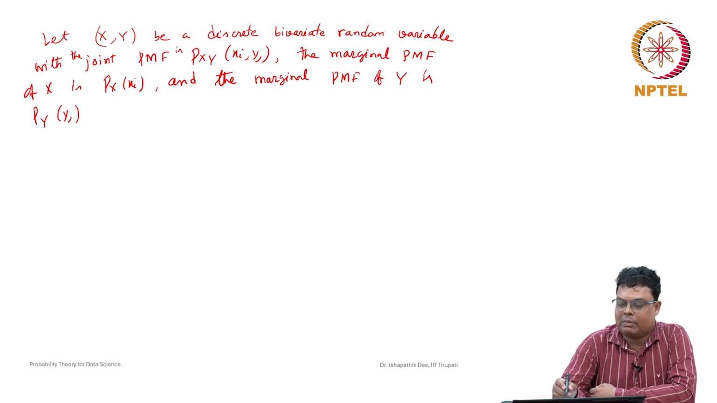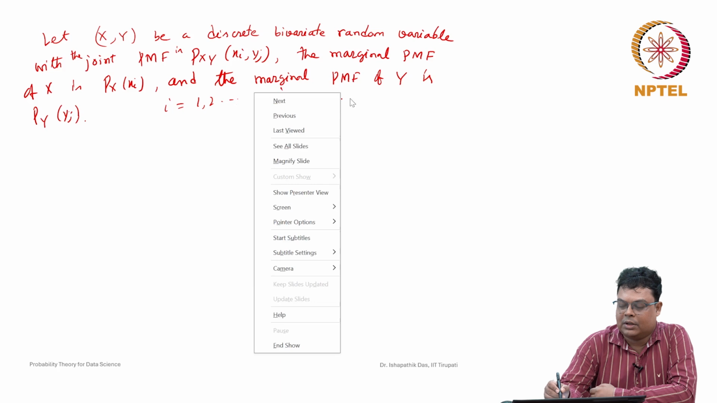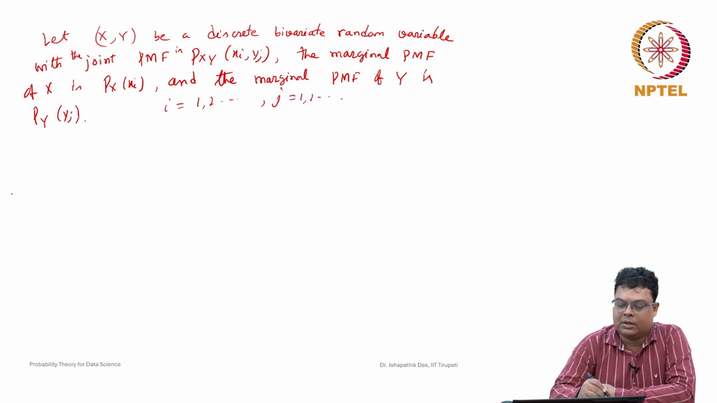So let XY be a discrete bivariate random variable with the joint probability mass function pxy of xi yj, the marginal probability mass function of X is px of xi and the marginal probability mass function of Y is py of yj, with i maybe equal to 1 to n if it is a finite range, and j also 1 to m if it is finite, otherwise it may be countably infinite.